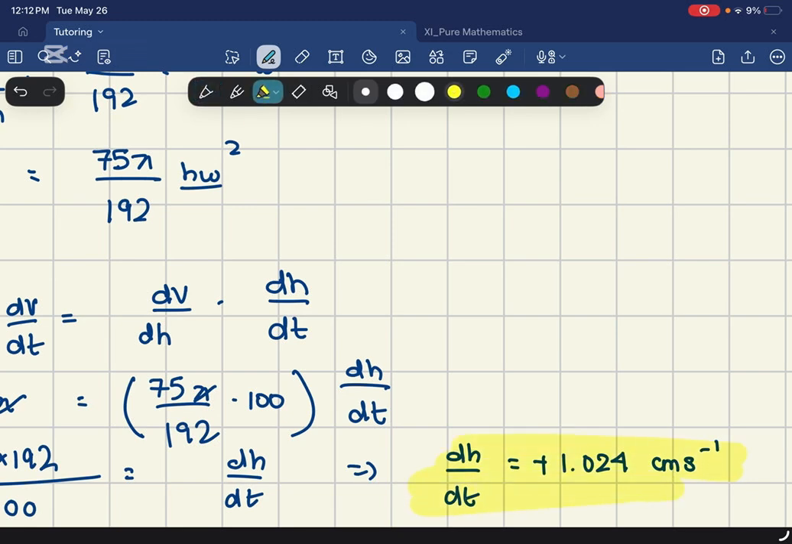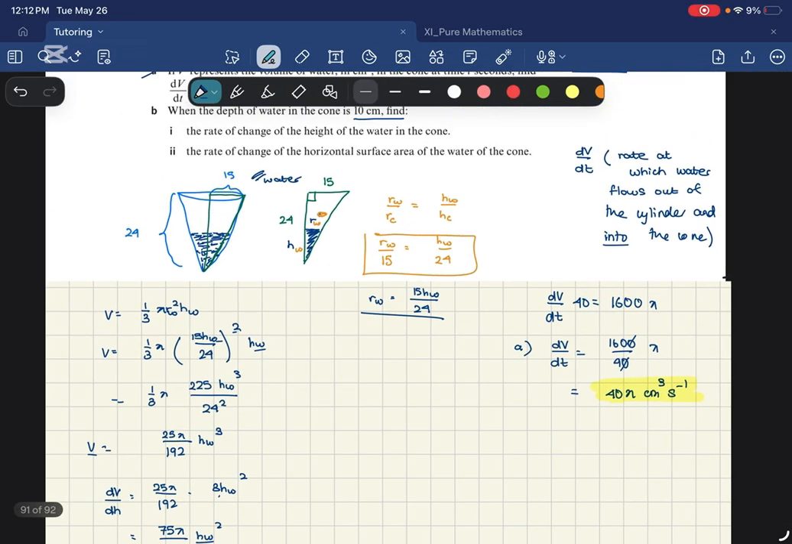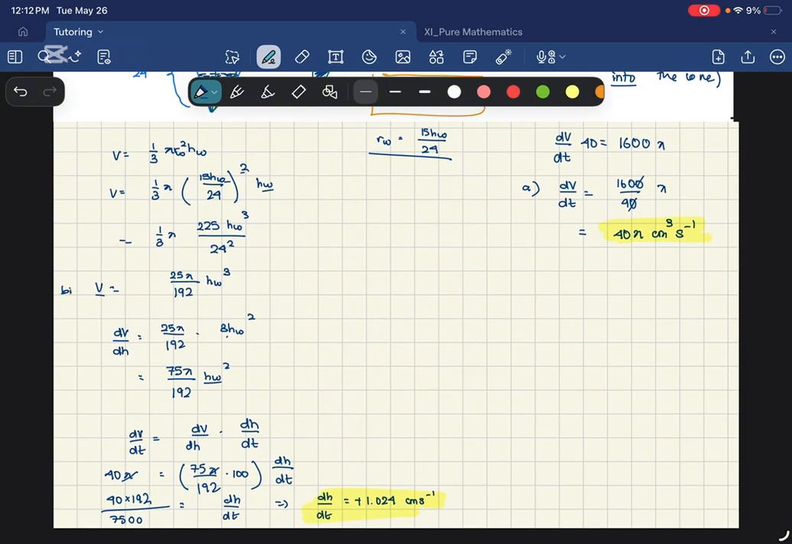That is going to be your answer for B part 1. So this is solving B part 1.